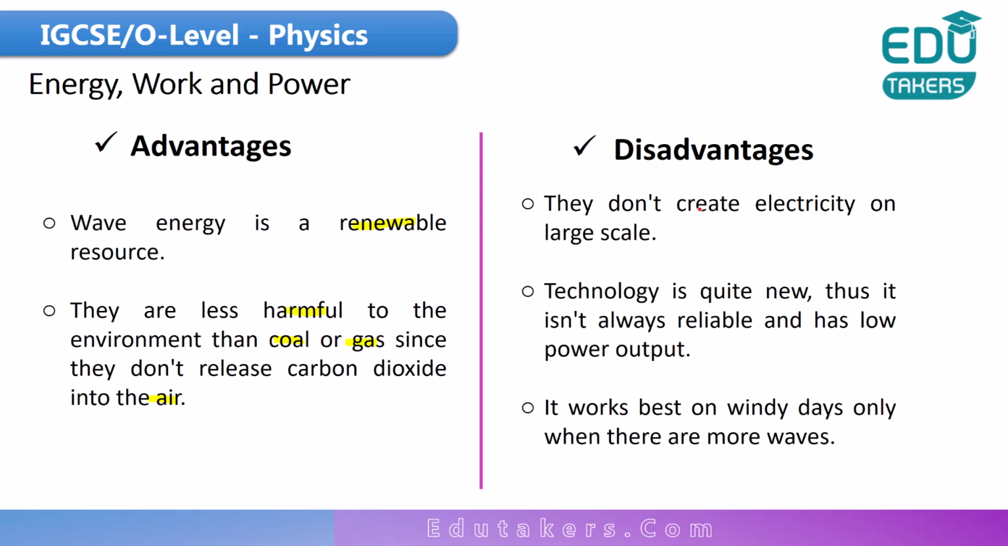The disadvantage is that you cannot produce electricity on a large scale by this method, and this only works when there is wind. On other days, like during the summer when there is no wind, this method is not useful. So the disadvantage is that they do not create electricity on a large scale.